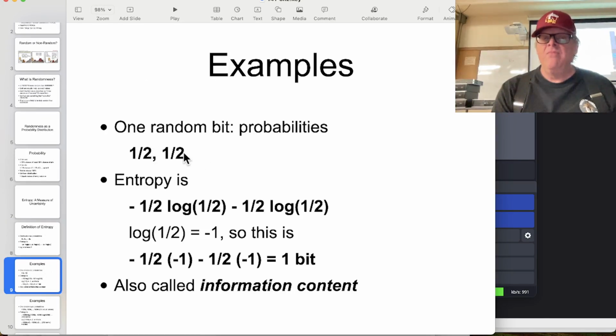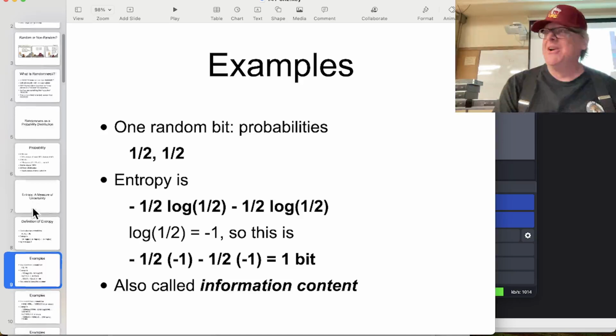So if you have 1 random bit with half and half, then the entropy is minus a half log a half, and log of a half is minus 1. So this is 1 bit. Something that has a 50% chance of being 1 and 50% chance of being 0 has 1 bit of information, which is pretty logical. That's what you would figure.